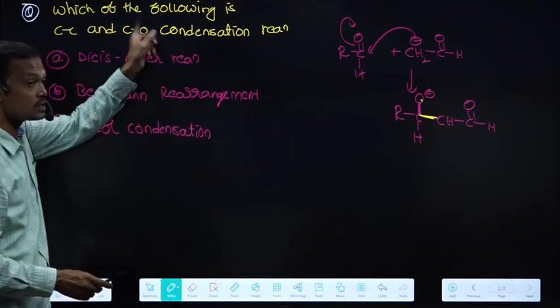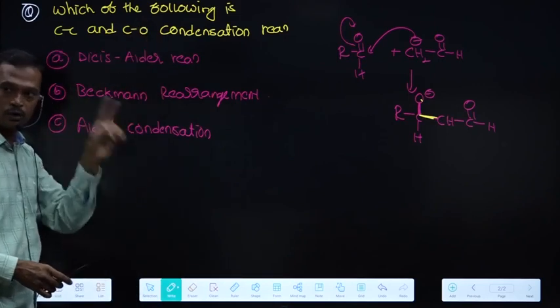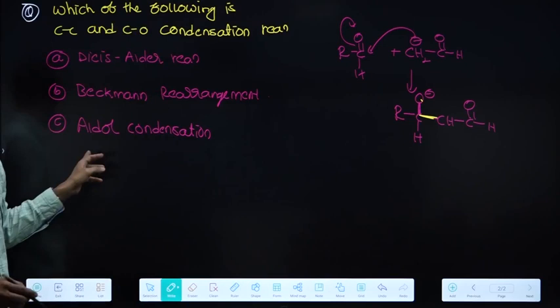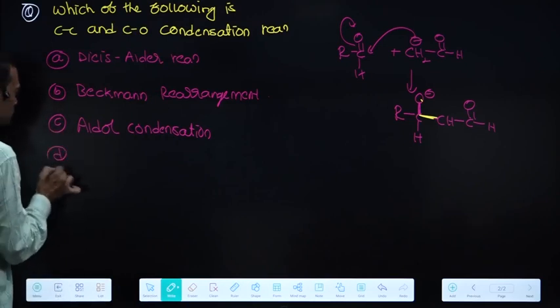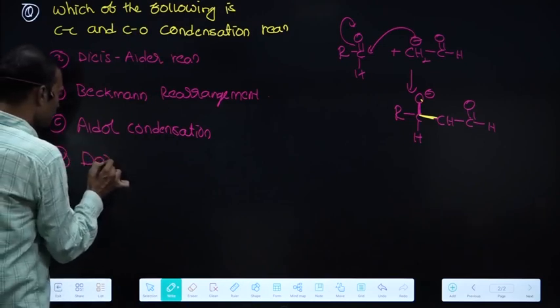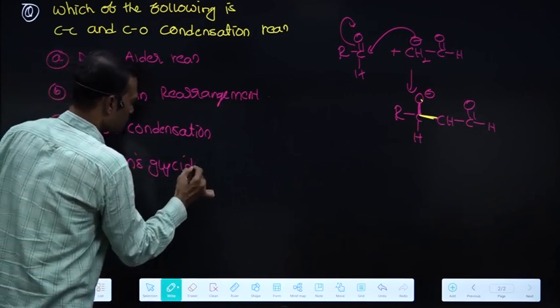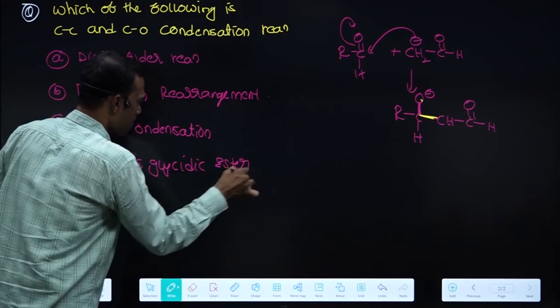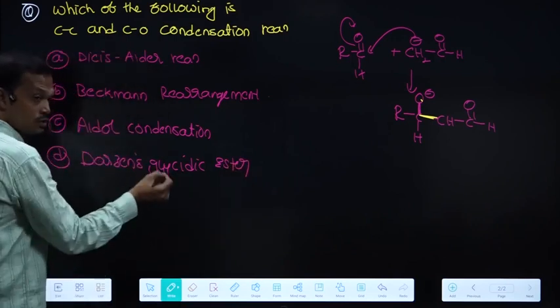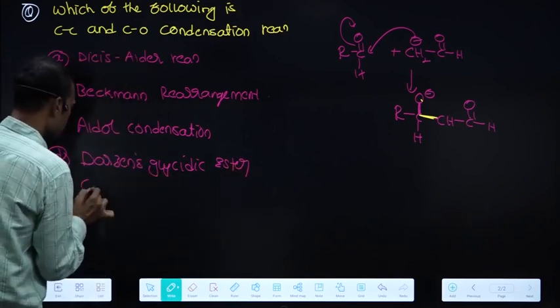So definitely when Darzan's glycidic ester is given, in order to confuse, they will give aldol. Okay, and the final option is Darzan's glycidic ester, or Darzan's reaction, they will also give. Darzan's glycidic ester condensation.